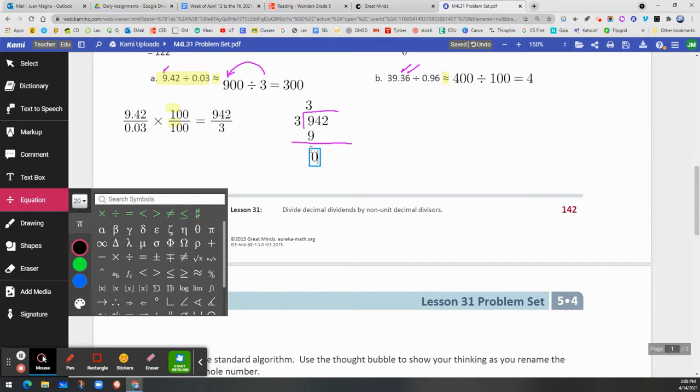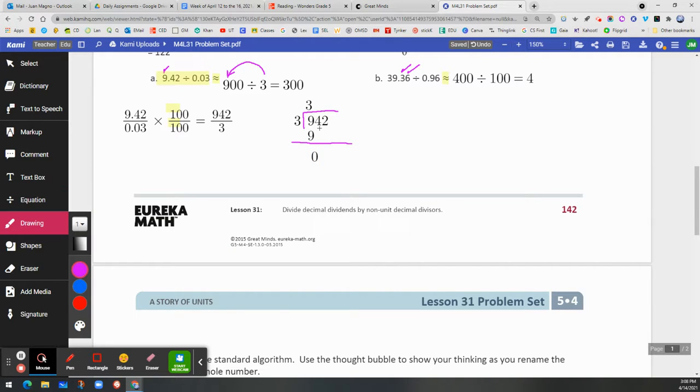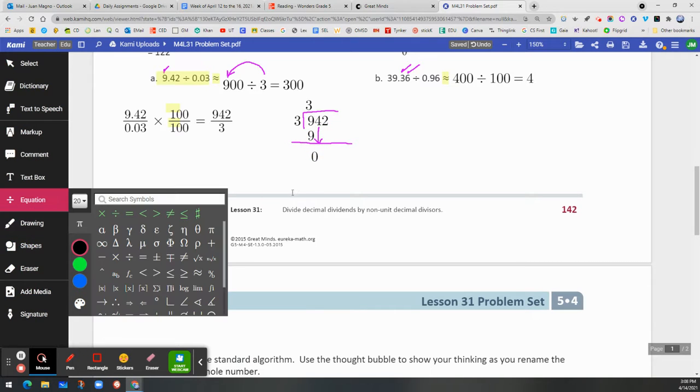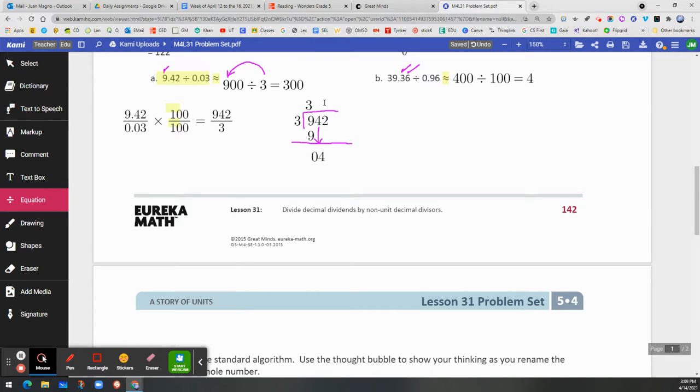All right, now we got to lower the next number that has not been divided, which is 4. So that regroups with the 0, and it turns into a 4. So you ask yourself, how many groups of 3s can you make out of 4? And the answer is only 1. So we're going to write the 1 right above the number that is being divided. 1 times 3 equals 3. So we're going to write 3 below the 4.